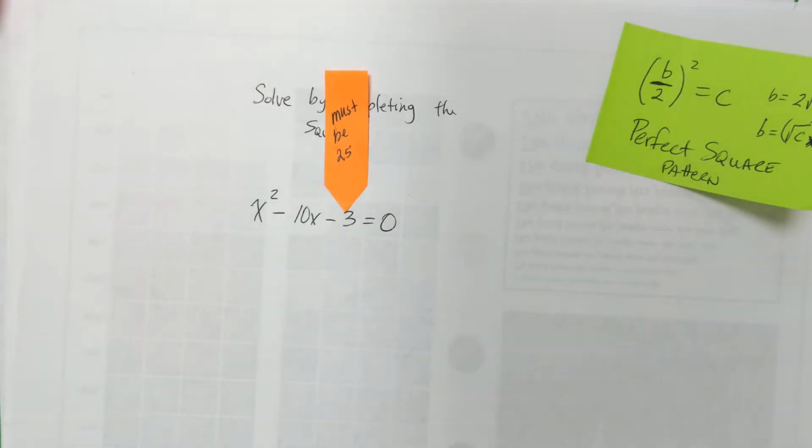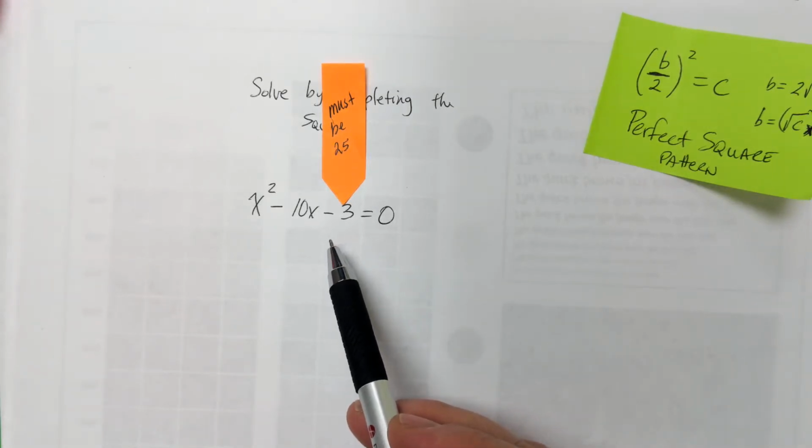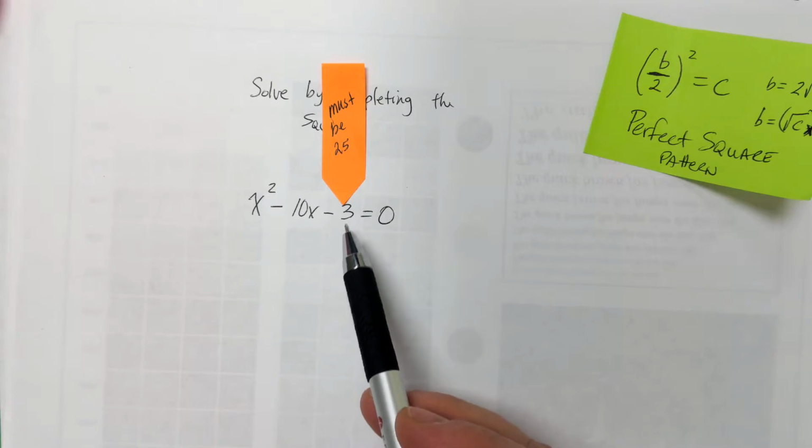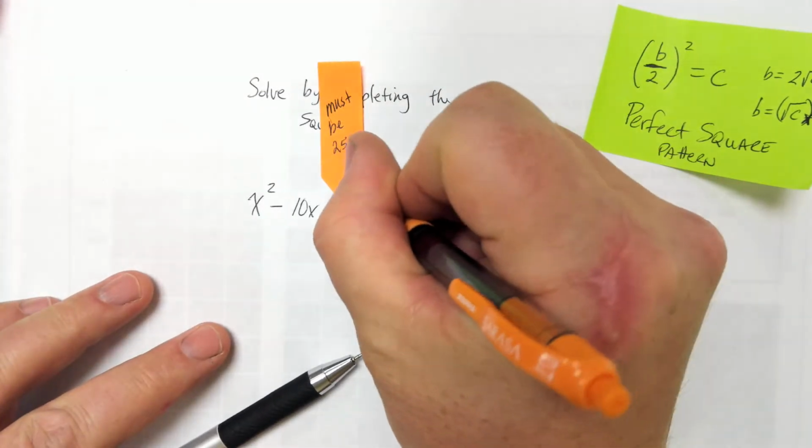So that negative 3 needs to be a 25. Okay. So I can add something to this number to make it 25. What would I have to add, though? 28. Do you see if I added 28 to this number right here, then this would become 25? It's 28 plus negative 3, right? That's actually what I'm going to do. I'm going to add 28 to it.